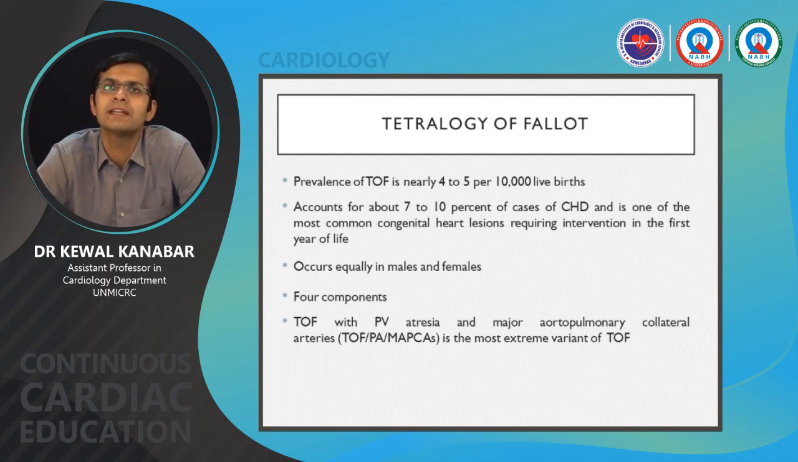Now, TOF with pulmonary valve atresia and MAPCAs is the most extreme variant of TOF. So TOF with pulmonary atresia is a very severe condition, and it's one of the extreme forms. Another condition is TOF with absent pulmonary valve, which presents with pulmonary stenosis and pulmonary regurgitation.